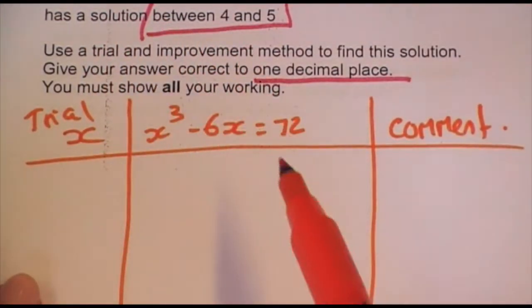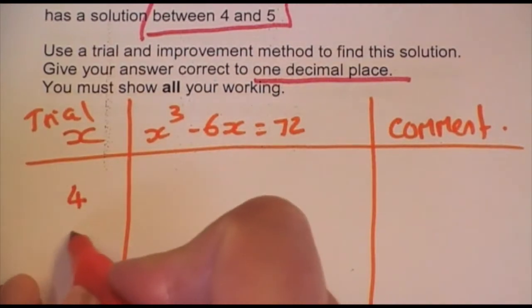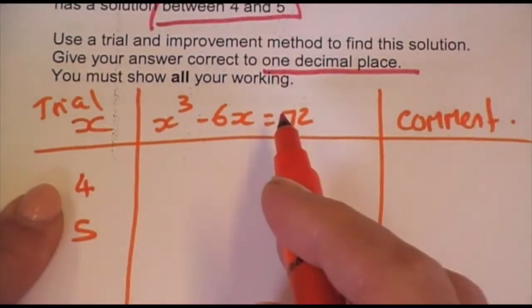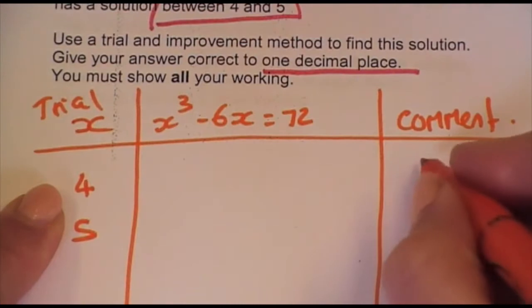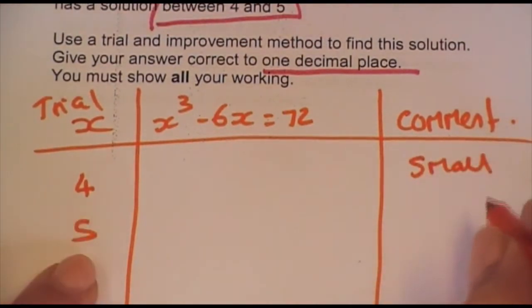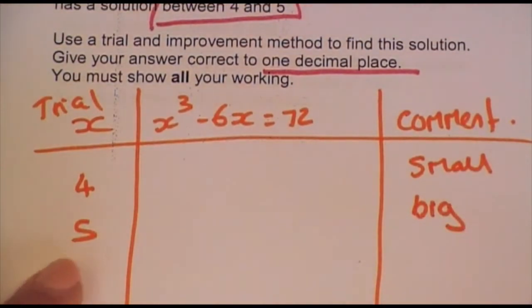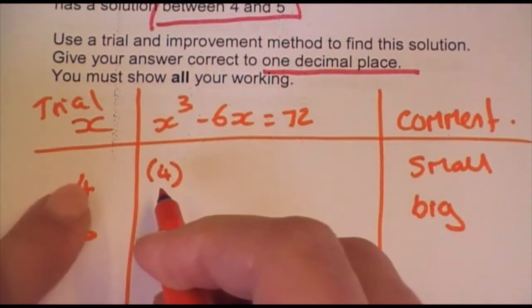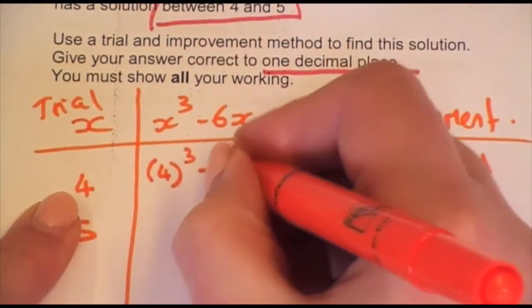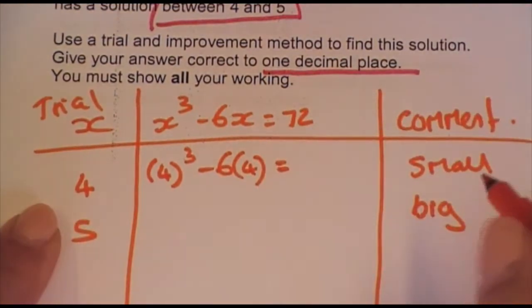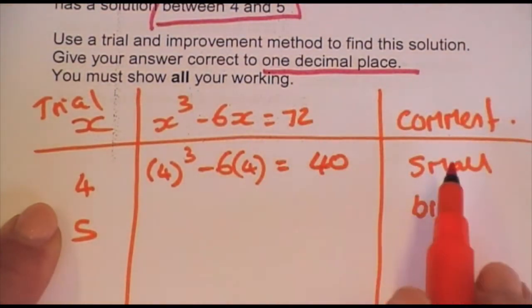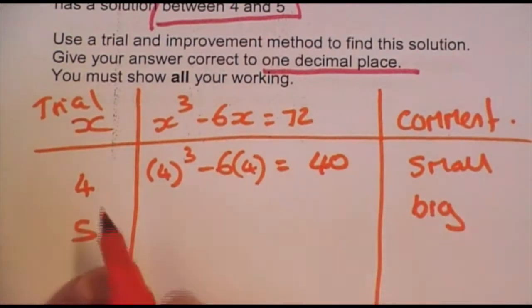Now, they've told me the solution's between 4 and 5, so the first things I'll try are 4 and 5. And because it's between 4 and 5, I should know that when I substitute 4 into this equation, it's going to end up as being too small. When I substitute 5 in, it's going to be too big. I know that's the case because it's telling me it's between them. However, that doesn't mean I don't need to show it. I still should. So this would be, of course, in brackets because we're substituting, 4 cubed minus 6 lots of 4 equals. I tap that into my calculator and that's going to end up giving me 40. I wanted 72, as I predicted. 40 is too small.